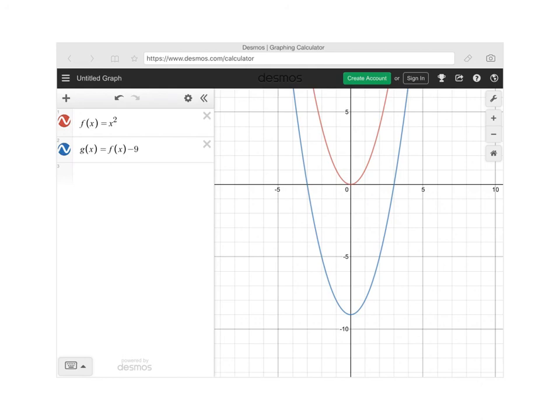Okay, so try the next problem. It should be very similar to this one. And don't forget, graph it if you need to. There's no big deal there. Okay.